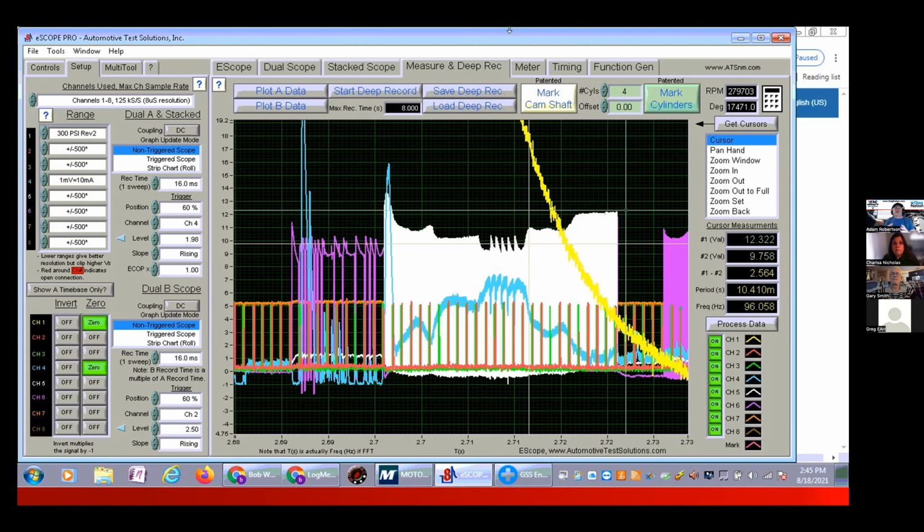But now let's wheel this back for a little bit and look at this from a technician standpoint. This vehicle, and I don't know anything about this vehicle.